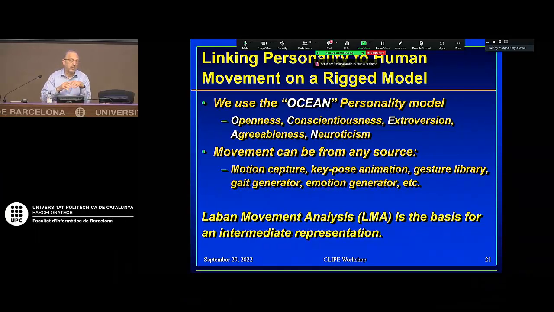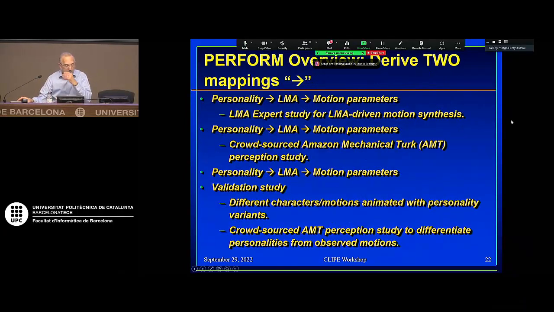So for personality, there are many representations. The most common and sort of explanatory one is the OCEAN personality, which rates people along openness, conscientiousness, extroversion, agreeableness, and neuroticism dimensions. And the motions that we want to use could be from any source: motion capture, synthesis, gesture libraries, emotion generators, key pose, as long as it was on a rigged figure. And LMA was the intermediate. So in order to derive two mappings, it's a busy slide, but I'm going to chop it up in just a minute. We want to go from personality to motions, but we want to go through LMA.